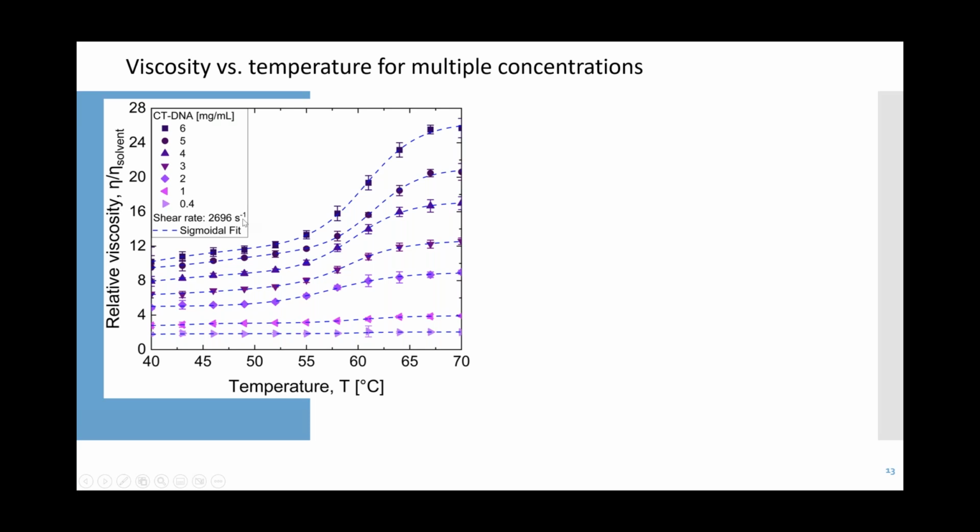In this graph, you can see that the viscosity rises greatly above 52 degrees Celsius. As I mentioned before, above this temperature, the DNA starts to dissociate into single strands. Another thing to see here is that the viscosity rises more as the concentration of your sample increases. If you look at the 0.4 and 1 mg per mL samples, the viscosity rise is hardly even noticeable. Actually, if you zoom in to these low concentrations, you will see this sigmoidal profile.